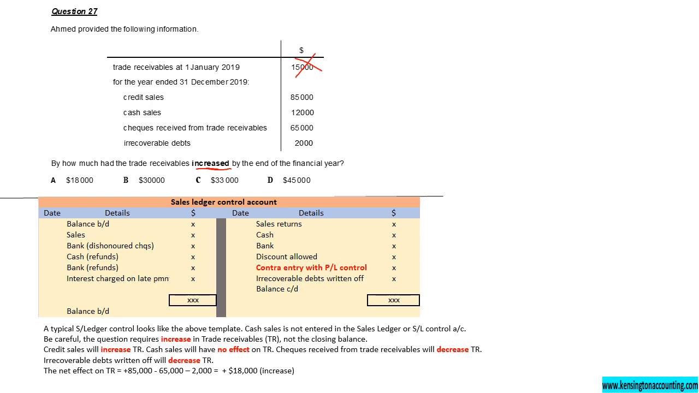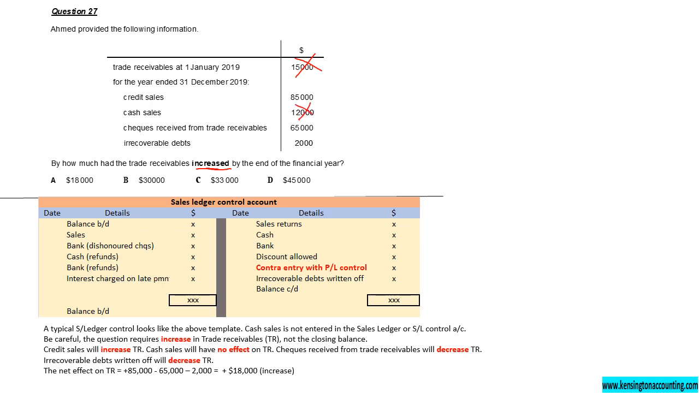Now, this is just a template of a sales ledger control account for your information. Also not quite relevant for this question, but it's just for your information. Now, the first thing which we know, a cash sale is not entered in a sales ledger or sales ledger control account. A cash sale, the double entry would be debit cash and credit sales account. It's got nothing to do with trade receivables or sales ledger control account. Therefore, this cash sale is irrelevant.